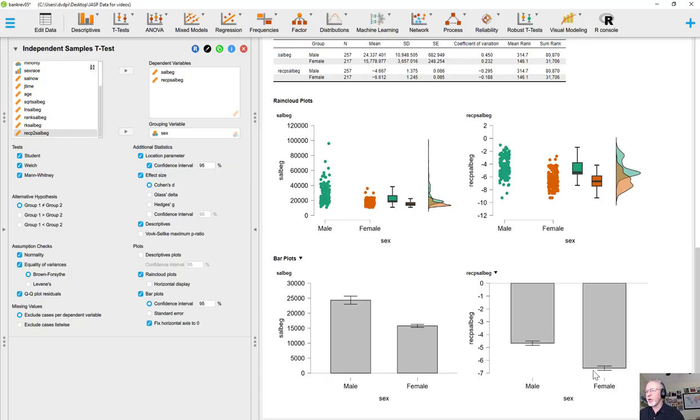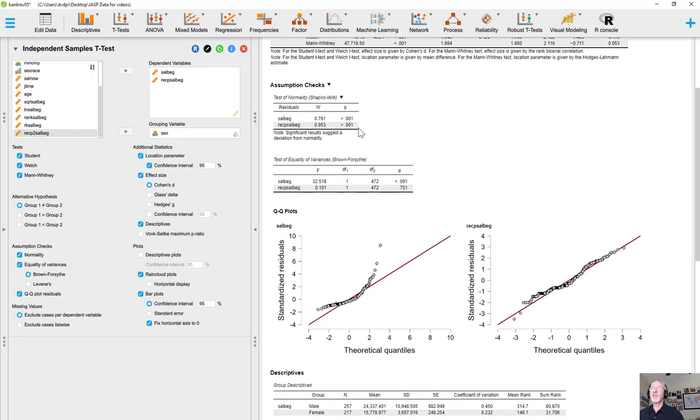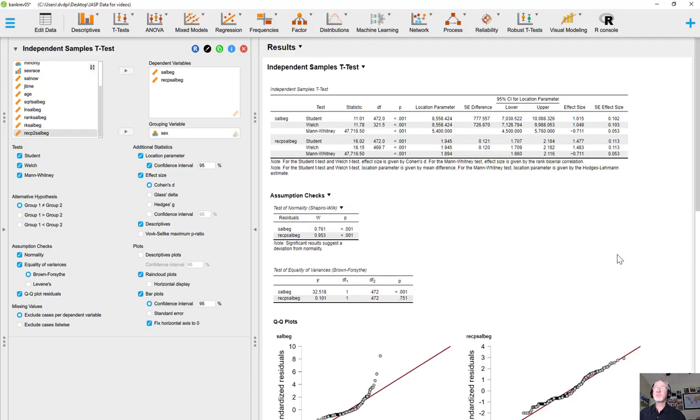From an interpretation point, though, you're seeing the same pattern here. Males make more than females, but the reciprocal really gives you a problematic interpretation. Notice in terms of the normality assumption, we're still showing a violation of the normality assumption, but again, this is overpowered. And these data points, the residuals, are now lining up on the normal distribution line in a fairly nice fashion. So it indicates that we no longer really need to worry about the normality assumption.